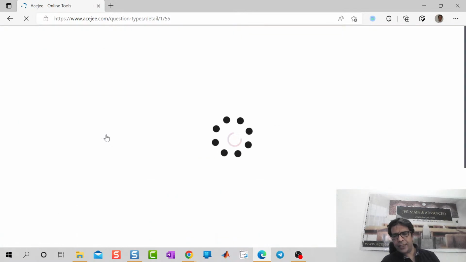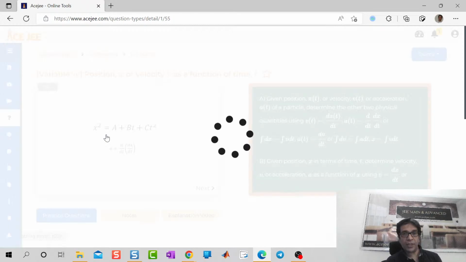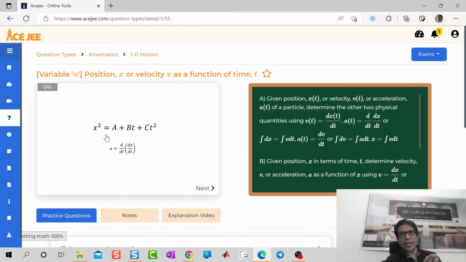So we will look at one more question, and just as a quick recap, what do we have in this particular question type? We will be given either the velocity or the position as a function of time, or you might even be given acceleration as a function of time, and you will be asked to determine the other two kinematic variables. So, for example, if velocity is given as a function of time t, then you might be asked to determine the position as a function of time t or the acceleration as a function of time t. So depending on what you are given, you would have to either differentiate or integrate.